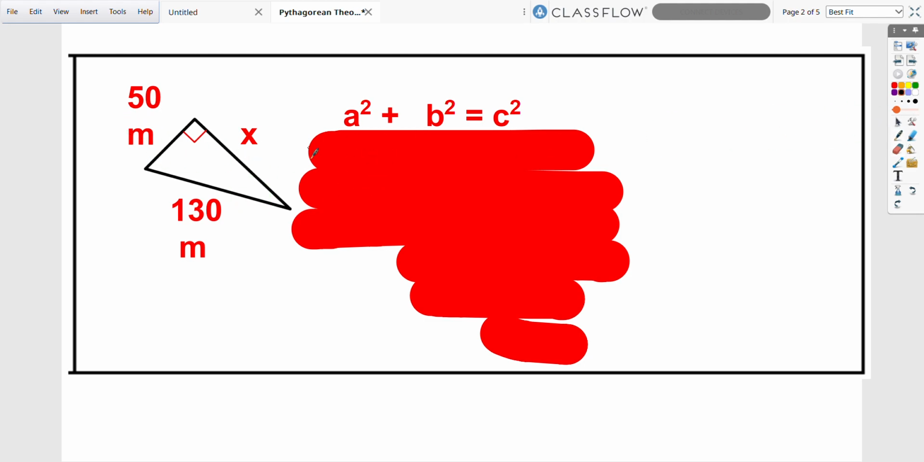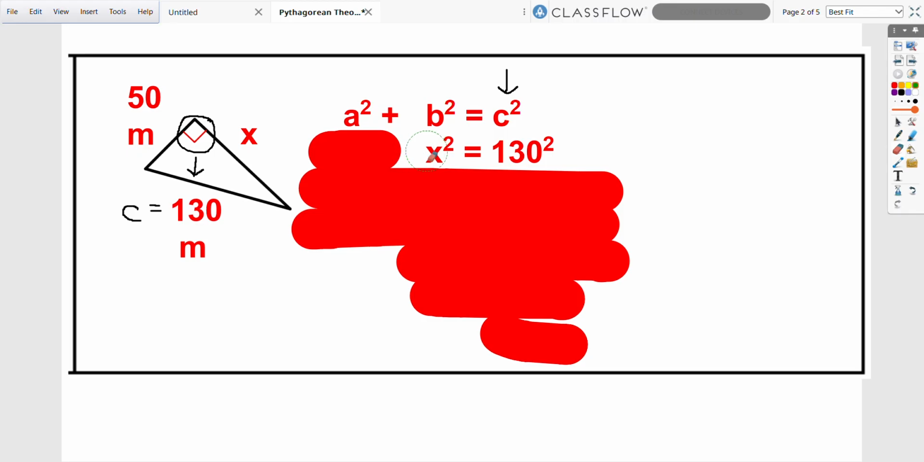For the next review problem, we have 50 meters for one side, x, and then 130. Once again, we make sure to find the hypotenuse by finding the right angle going across, and we see here that this is our longest side for C. So this time, our C is a number, so we place the 130 in that C spot. We have the variable where the B is, and then we have 50 where the A is.